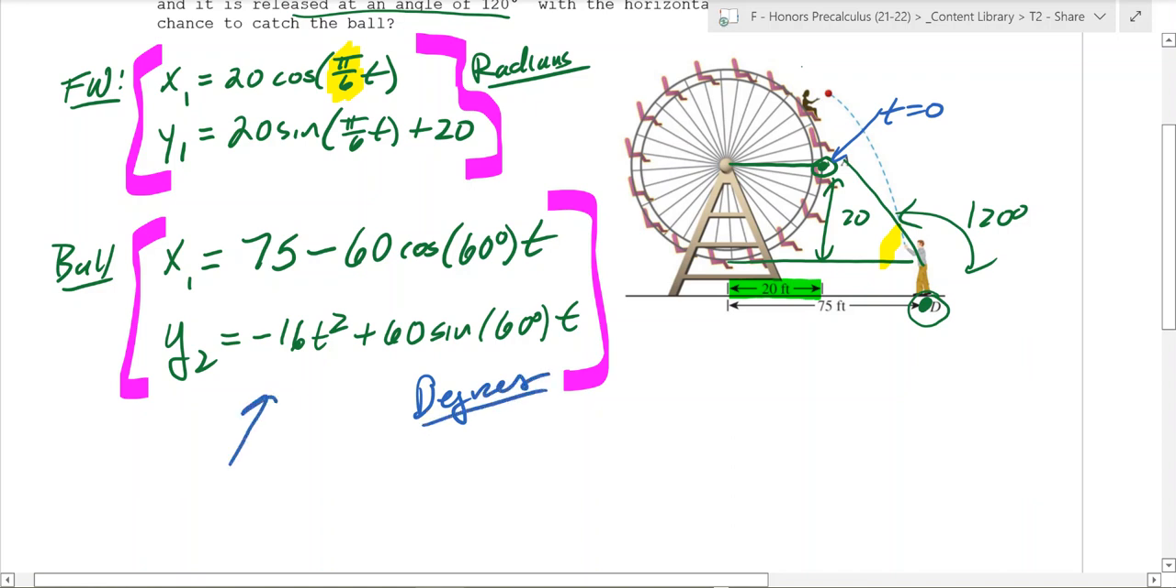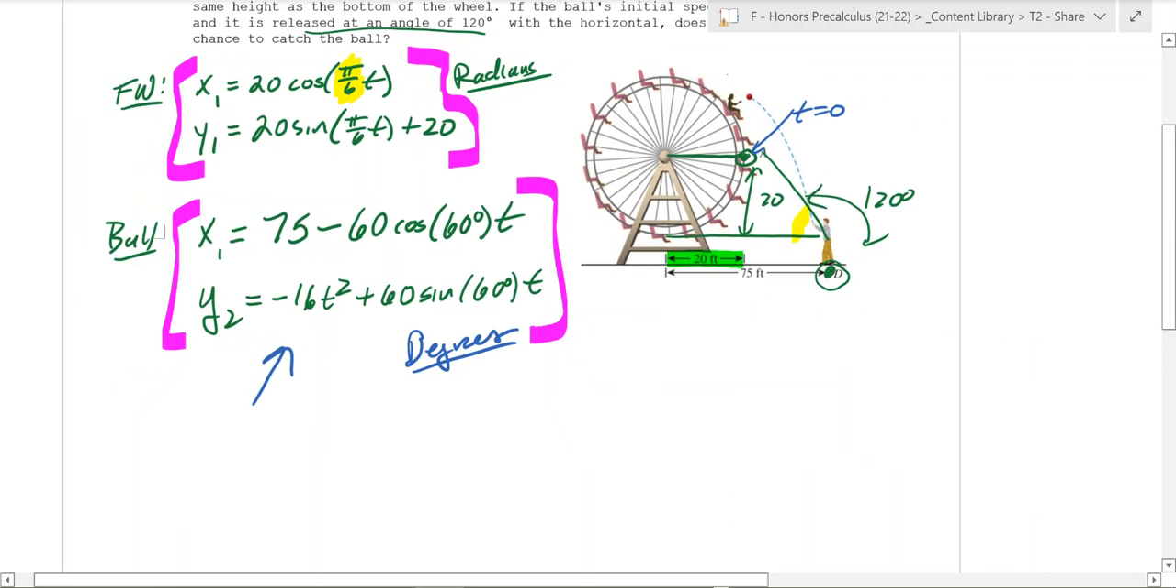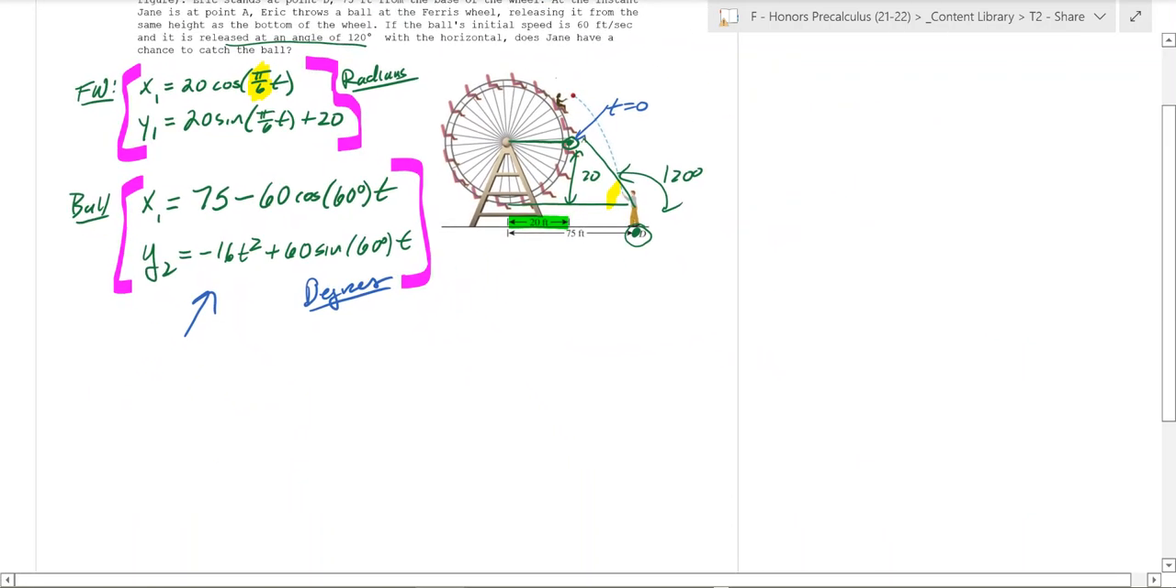So we use the formula from the last video to write both of these as parametric equations. So what's going on now? We need to figure out, does the ball ever get close enough for her to catch it?